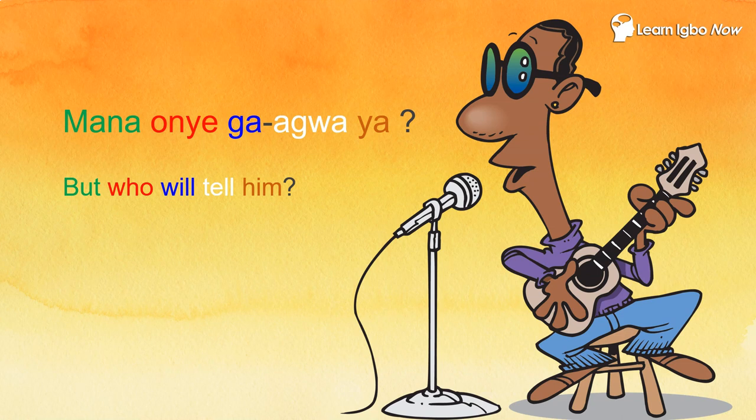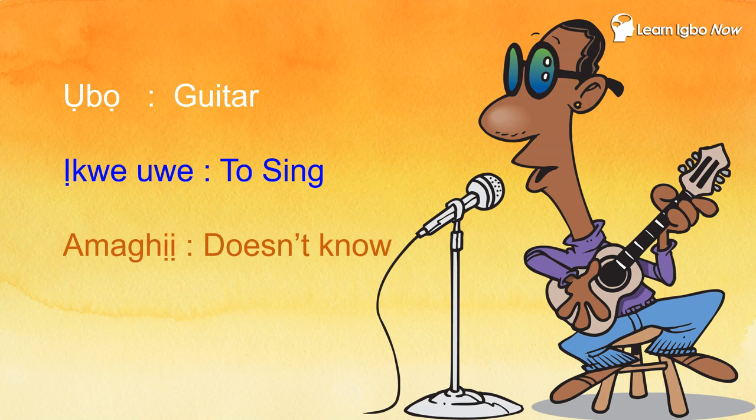So, the main three words we've learned today are obo, guitar, ikwe ukwe, to sing, amaghi, doesn't know.